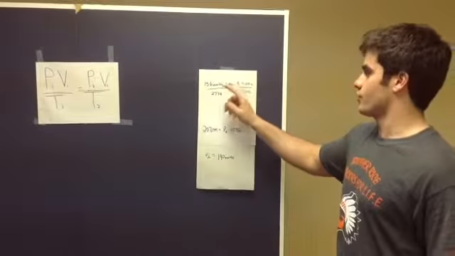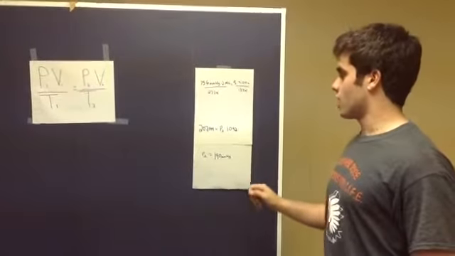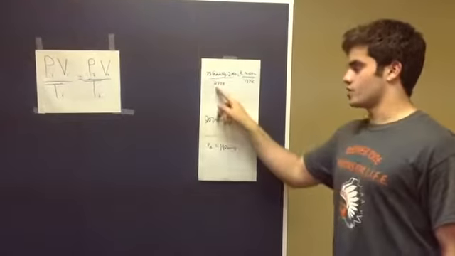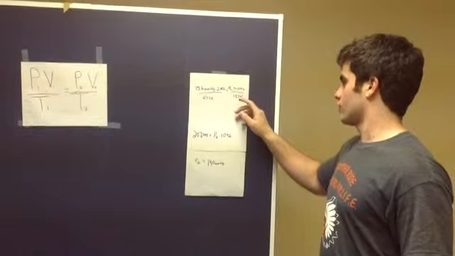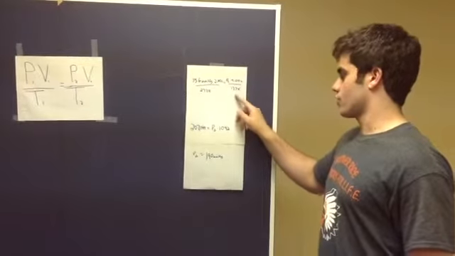Initial pressure is 756 mmHg. Our initial volume is 2 liters. Our initial temperature is 273 Kelvin. Our final pressure is undefined. Our final volume is 4 liters, and our final temperature is 137 Kelvin.